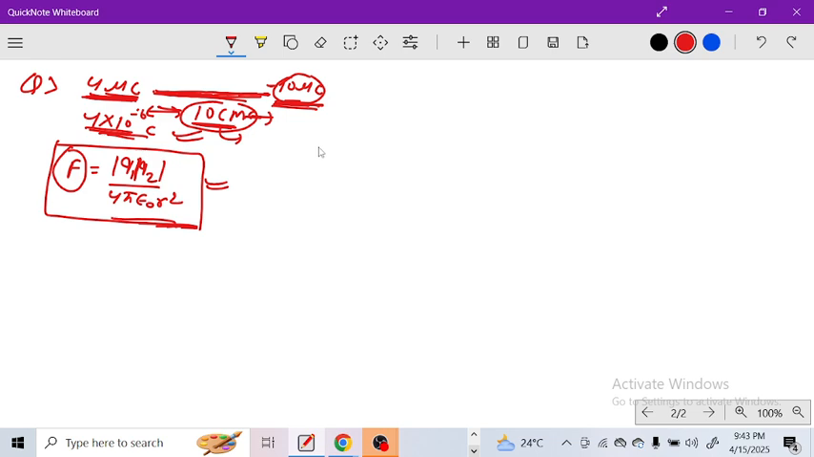Should I write the pi value as 22 by 7 or 3.14, sir? We know the value of 1 by 4 pi epsilon naught is 9 into 10 to the power 9. So don't take the value of pi as 3.14. 1 by 4 pi epsilon naught, this is the direct value, Kavya.